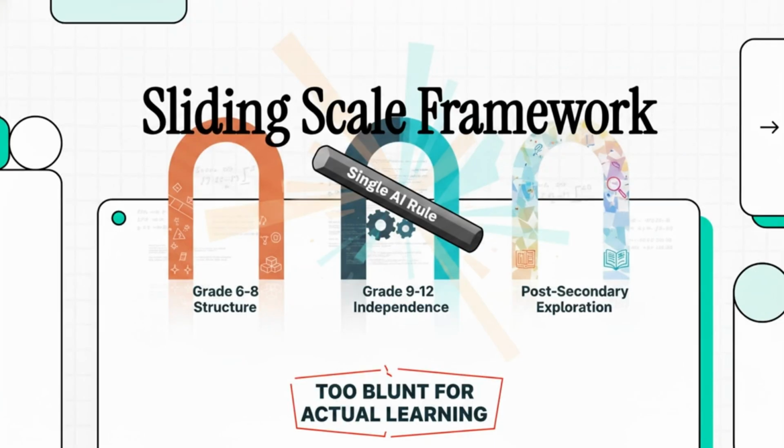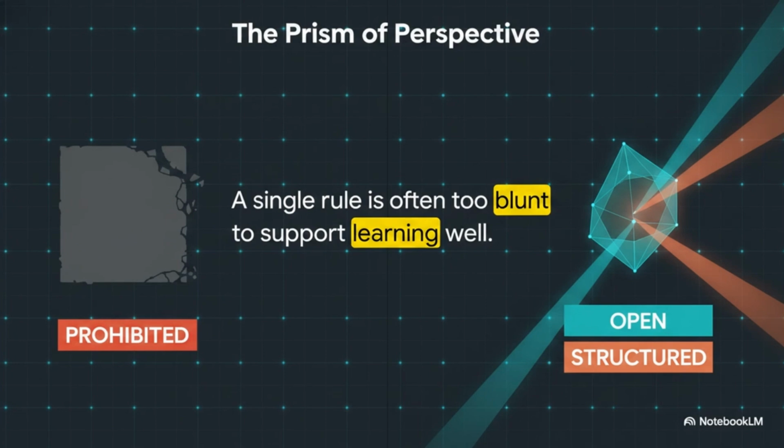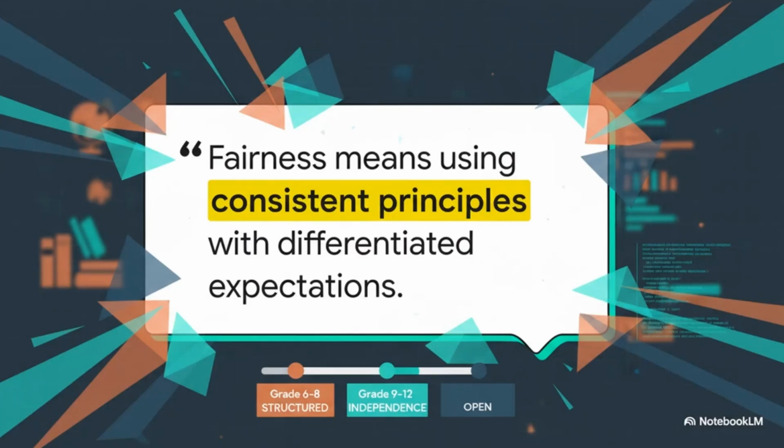Welcome to this explainer. Let's dive into why a single rigid AI rule is just too blunt for actual learning. You see, in school policy, fairness doesn't mean sameness. A blanket rule is literally a heavy mallet smashing delicate glass. Real fairness means using consistent principles, but with completely different expectations depending on a student's age and subject.